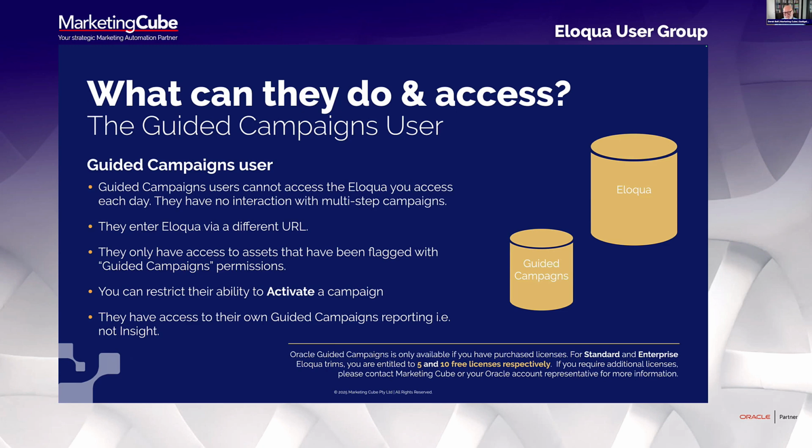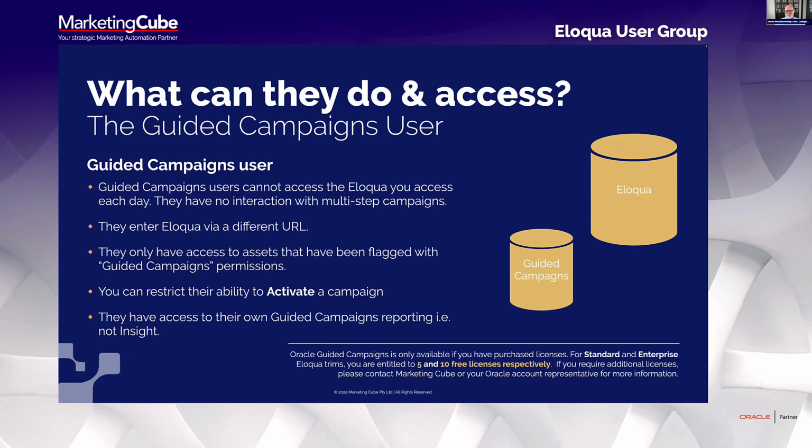The way the user profile has been created, they cannot access the multi-step campaigns. They cannot access emails from within Eloqua. The only access they have when they get to Eloqua is literally the My Eloqua home screen, and that's it. They can't see anything else. There is no top-line menu except for the home icon. That's it. They actually have a separate URL that they use to access Eloqua. The login screen looks much like what you and I are used to. It just simply says Eloqua Guided Campaigns instead of Eloqua, so you know you're in the right place when they're logging in.